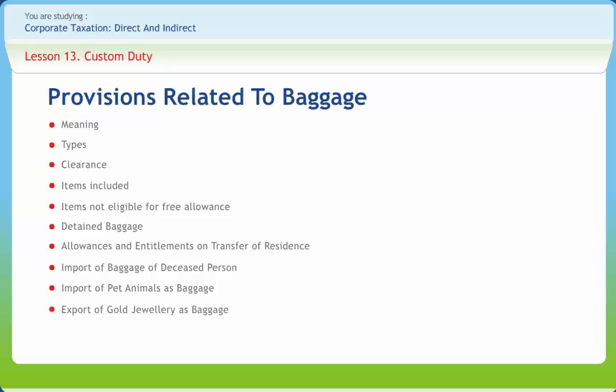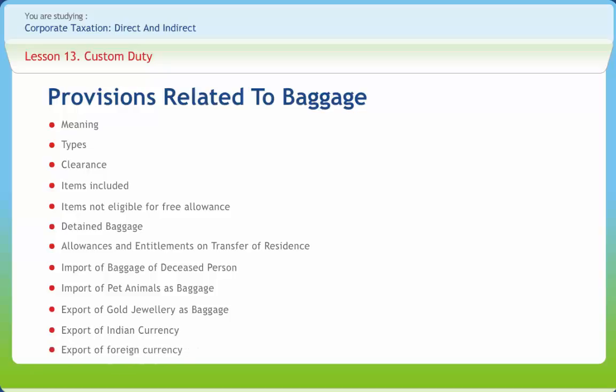Next is export of gold jewelry as baggage. There is no value limit on the export of gold jewelry by a passenger through the medium of baggage so long as it constitutes the bona fide baggage of the passenger. Export of Indian currency is strictly prohibited. However, Indian residents, when they go abroad, are allowed to take with them Indian currency to a certain prescribed limit.